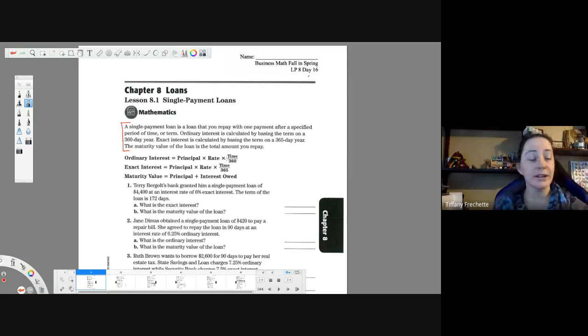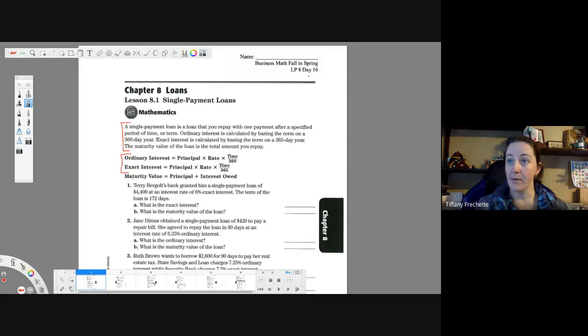So there's just two different calculations here. We either can do ordinary interest, which is principal times rate times time, but time is divided by 360, or exact interest, which is principal times rate times time divided by 365, because there are actually 365 days in a year. But sometimes we round it down to 360 to simplify it a little bit. So maturity value equals the principal plus the interest owed. Once we calculate the interest, whichever one it's asking us to do, either ordinary or exact, then we add that back to our principal, the original amount we had on the loan.